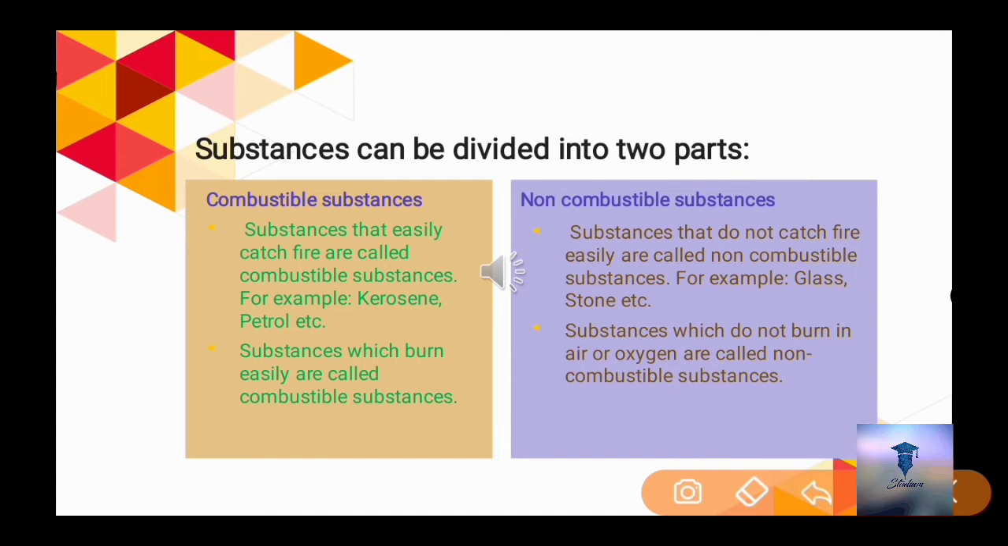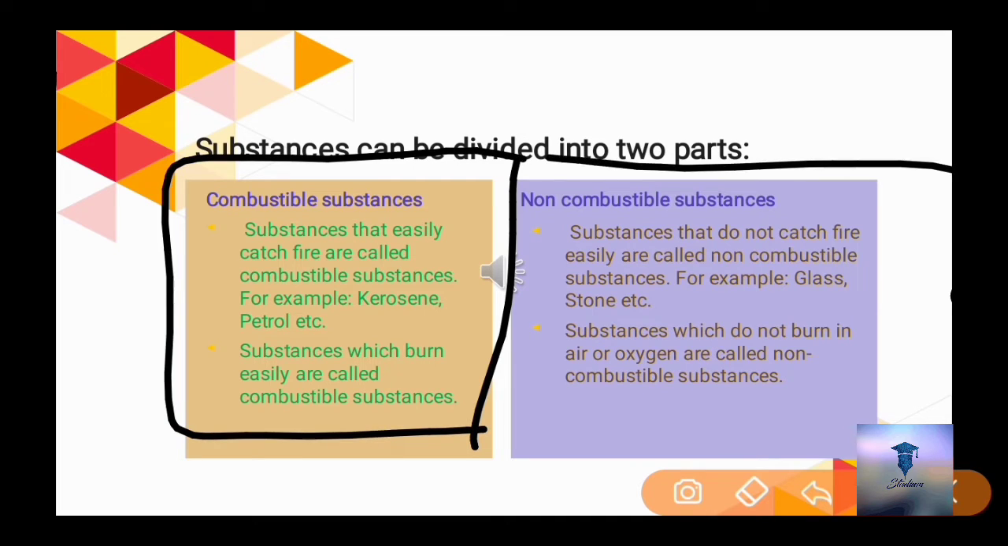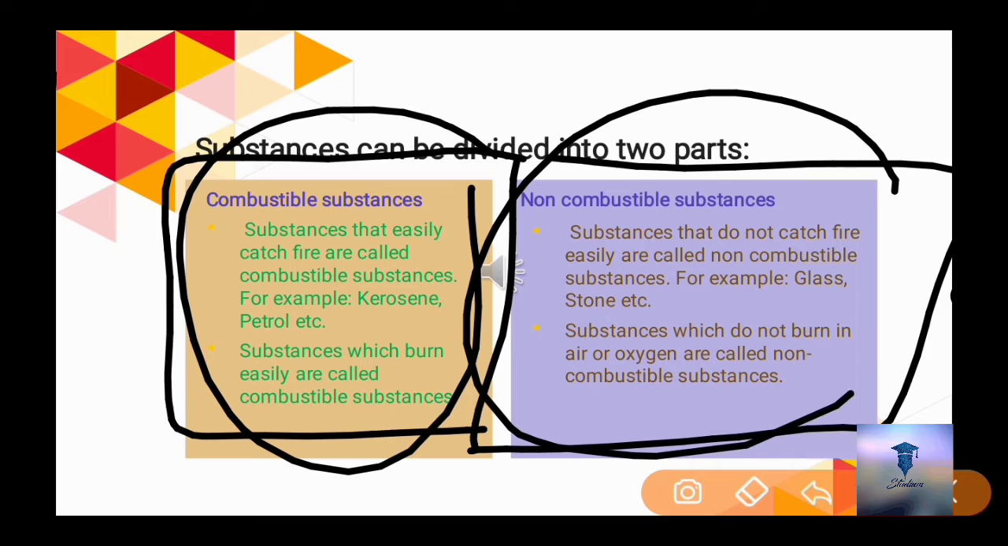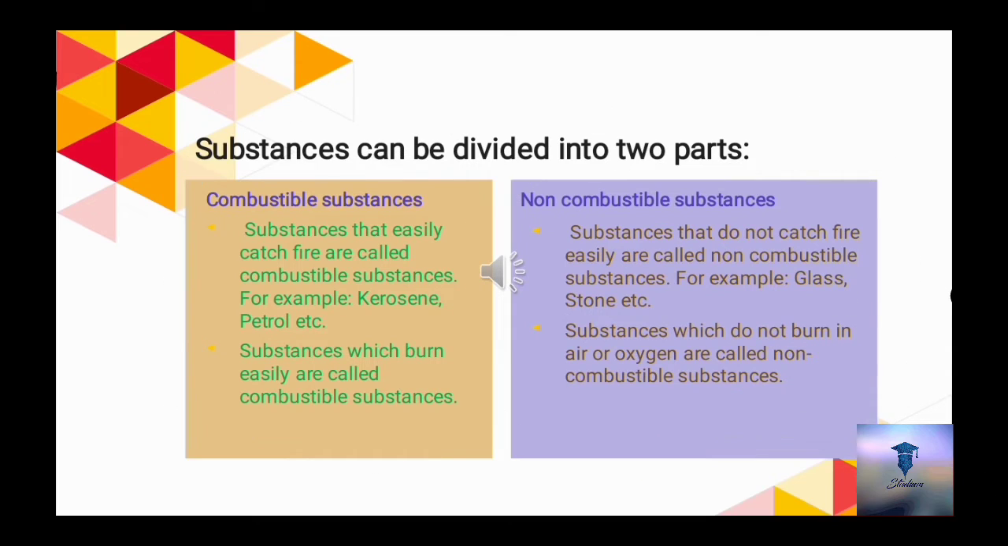Substances can be divided into two parts on the basis of combustion. These are combustible substances and non-combustible substances. Combustible substances. Substances that easily catch fire are called combustible substances. For example, kerosene, oil, petrol, etc. Non-combustible substances. Substances that do not catch fire easily are called non-combustible substances. For example, glass, stone, etc.